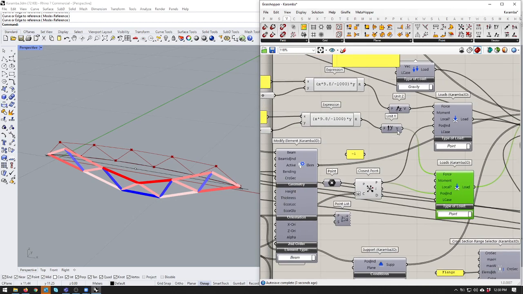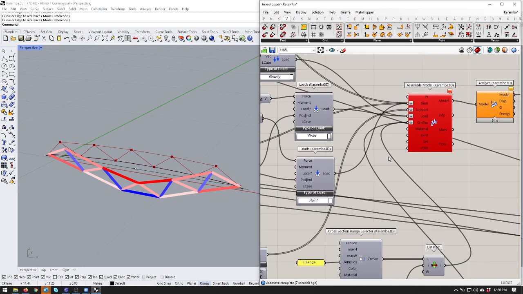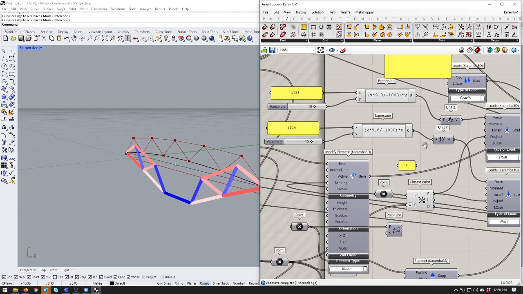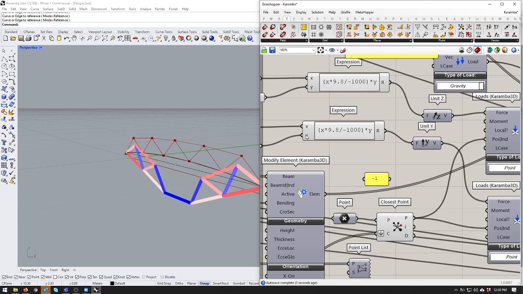What am I doing wrong? I think you put it into elements instead of loads. Oops. Okay, and then that thing's completely smashed out. It just can't handle it.